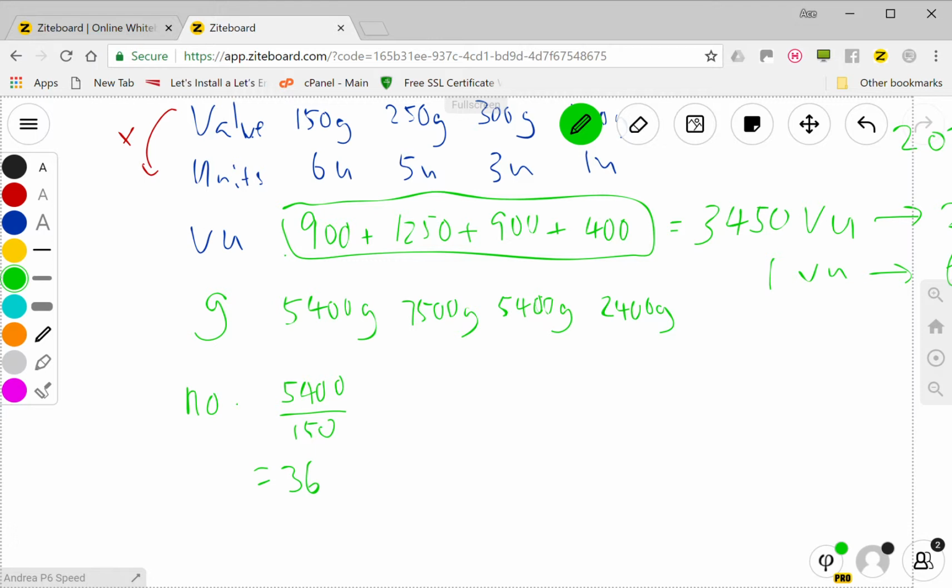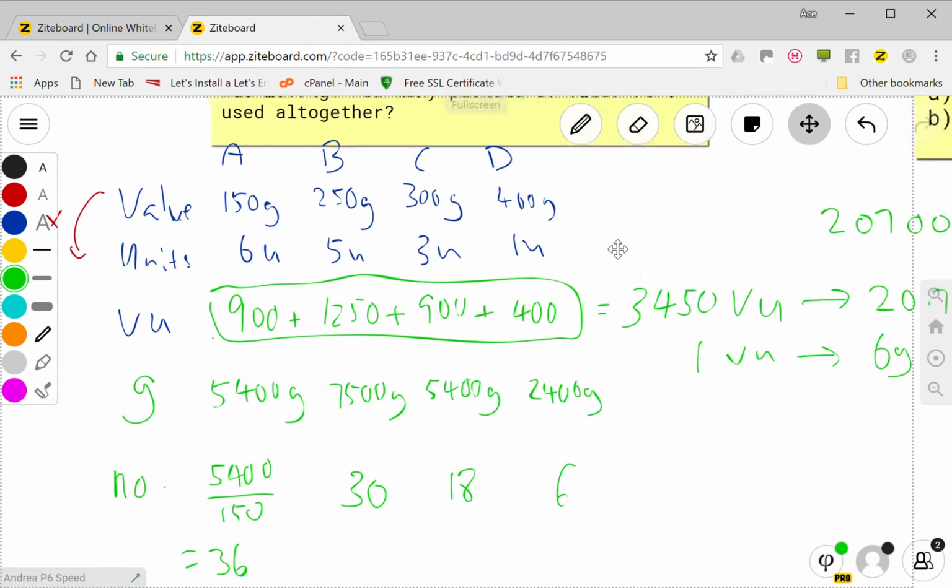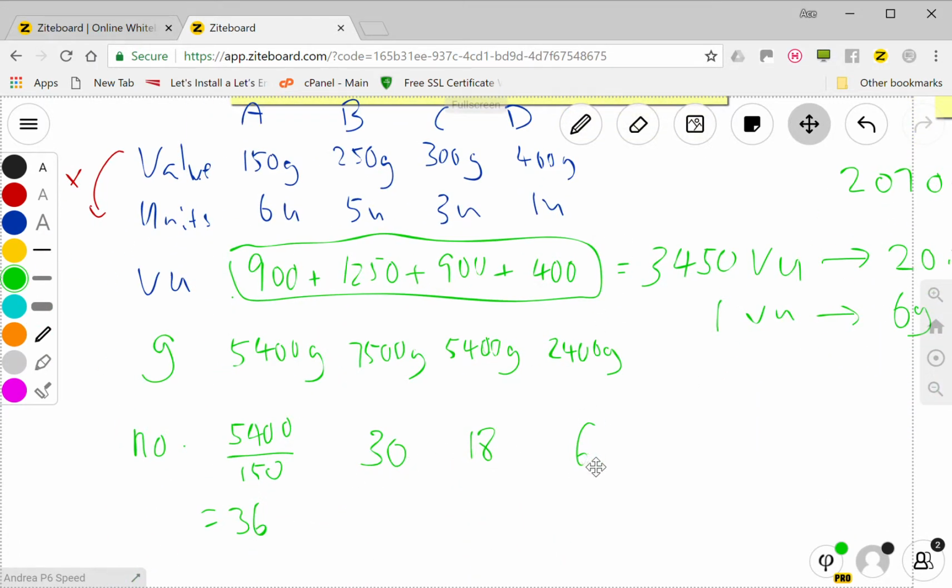Oops. It is 30. So here is 30, and the other one 5400 divided by 300 is 18, and the last one, which I cannot see, it's 6. So the question is how many of them are there altogether? Just add all. So it's 36 plus 30 plus 18 plus 6.